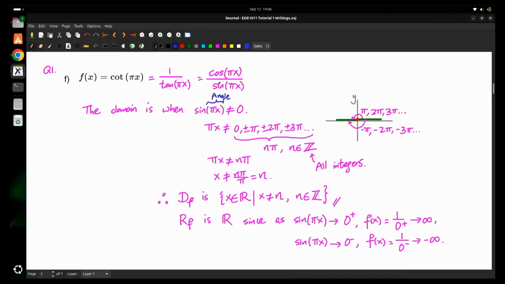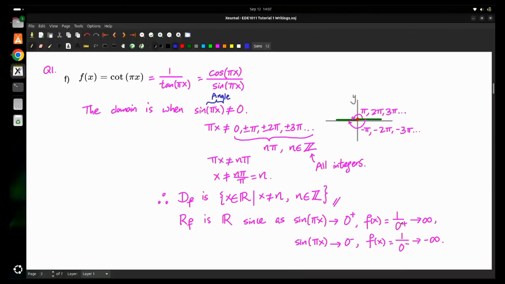very small number. So if psi is a very small number, for example, very close to 0, which means that your x is very close to integer values of n. So you can imagine that as your psi pi x goes to 0 plus, basically your function f, which is cotangent, is going to give you 1 over 0 plus. So 1 over 0 plus is actually positive infinity.